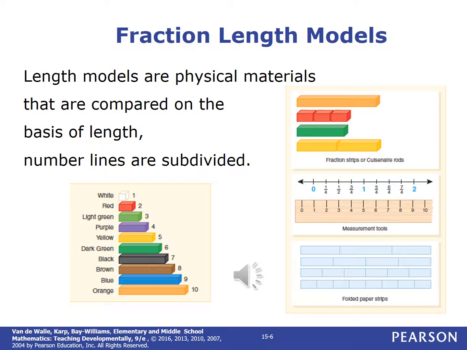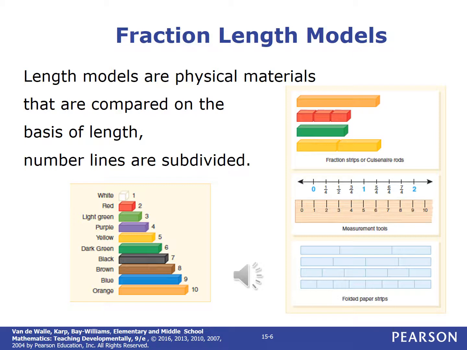With length models, lengths or measurements are compared instead of areas. And you can use either physical materials, which you would compare on the basis of length, or number lines, which could be subdivided. Cuisenaire rods are an excellent tool to use as a fraction length model. I really like Cuisenaire rods. They're wooden rods, and they're all related because they increase in length by 1 unit if they're stacked with each other. And you can kind of see that on the screen there.